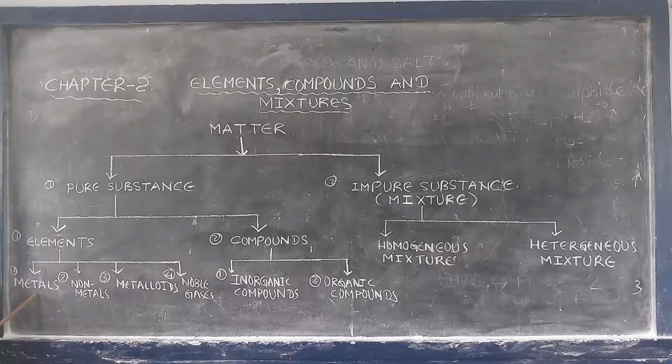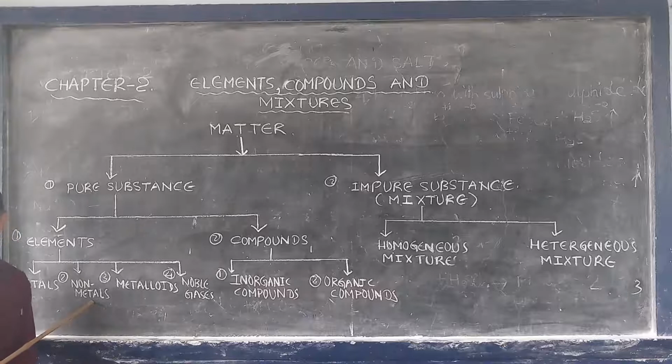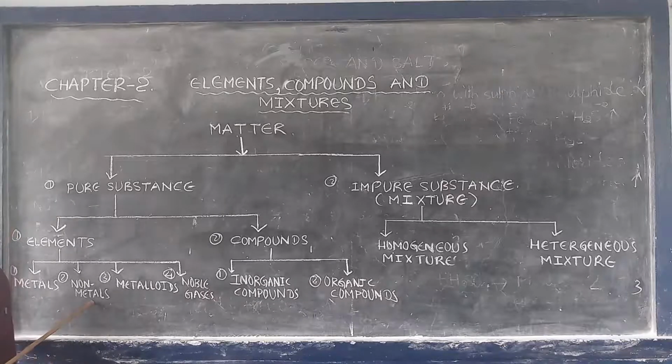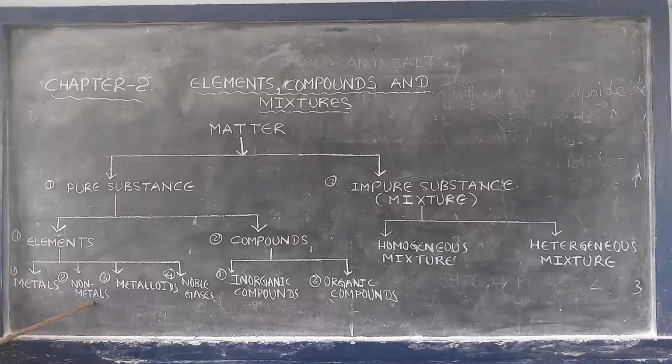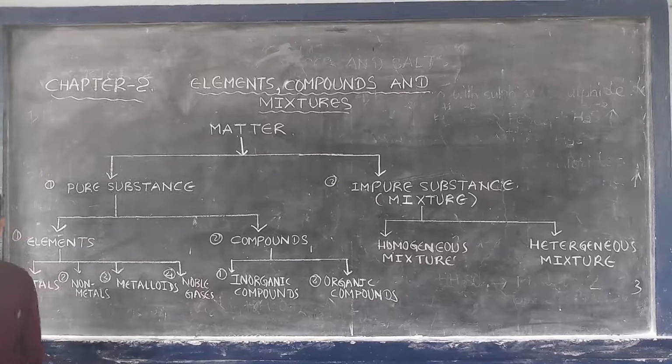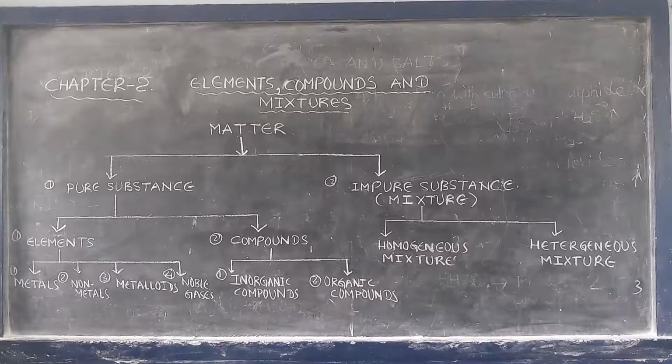Gold, silver, iron, mercury, magnesium, sodium, zinc, potassium, etc. are examples of metals. Next, non-metals. Elements which have dull surfaces, which means they do not reflect the light. Non-malleable, non-ductile, bad conductor of heat and electricity but good insulator, non-sonorous, are called non-metals. Carbon, sulfur, phosphorus, hydrogen, oxygen, nitrogen, etc. are examples of non-metals.